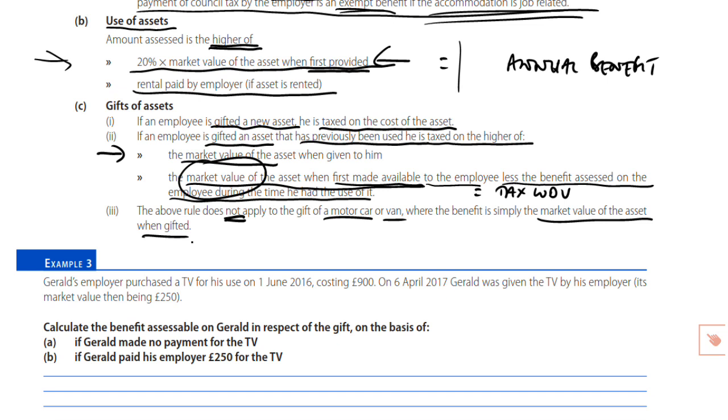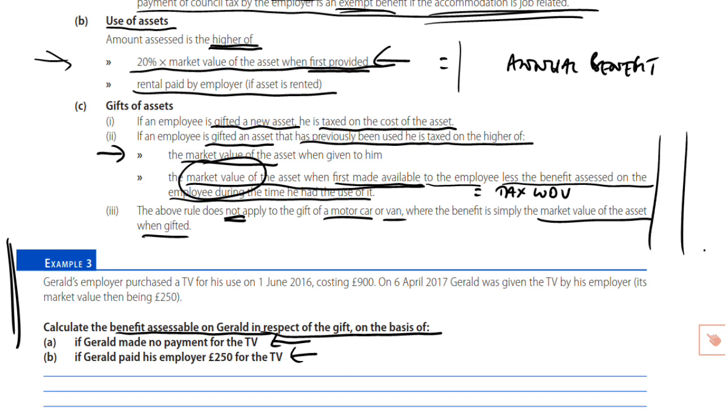Okay, let's see if we can piece that together now in relation to example 3. We've got to calculate the benefit assessable on Gerald in respect of the gift, on the basis of if Gerald made no payment for the television, or if Gerald paid his employer £250 for the TV. Where of course it is gifted outright, then it is the benefit as we have computed here.